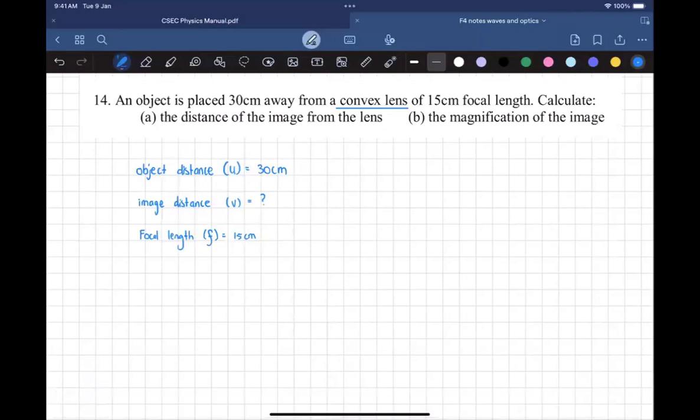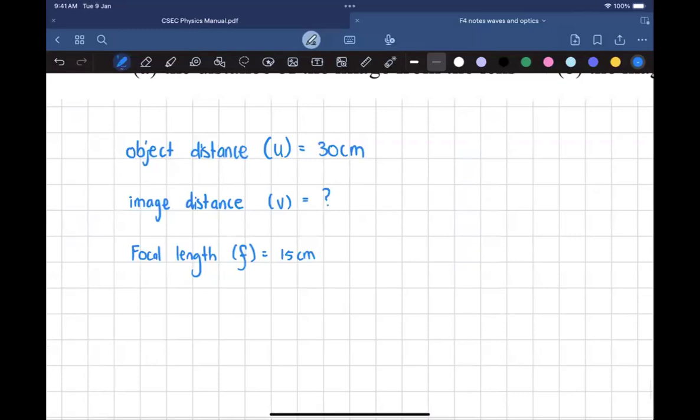So we have U, we're trying to find V, and we have F. What formula do we use? 1 over F is equal to 1 over U plus 1 over V.